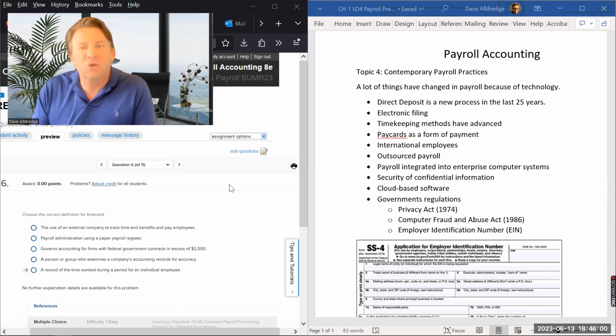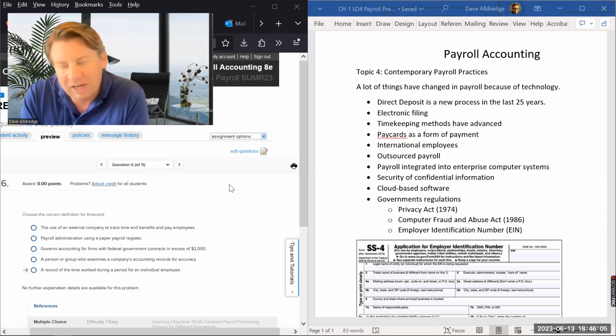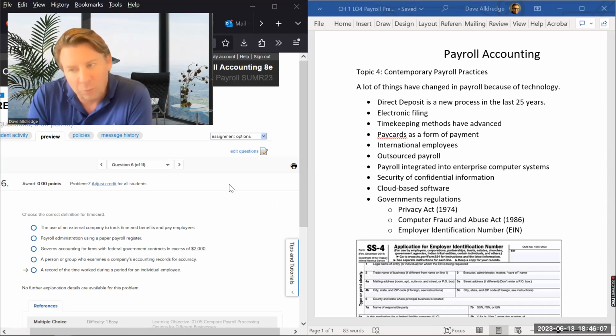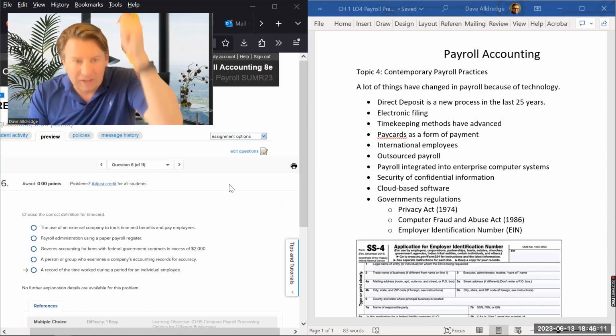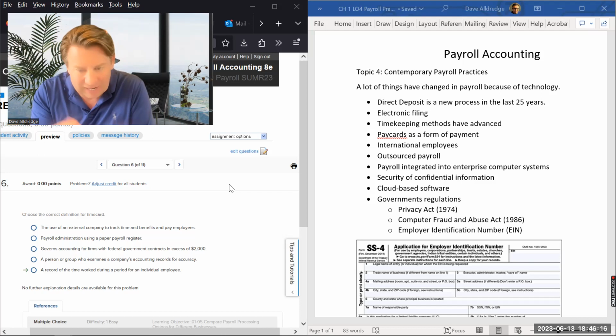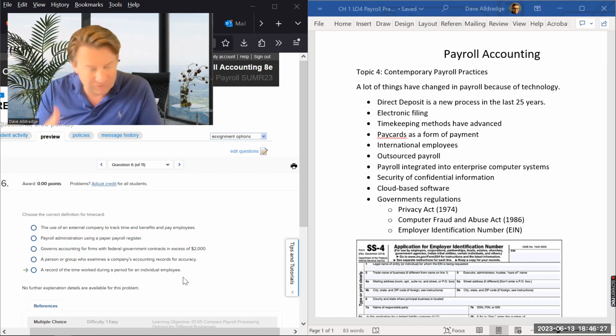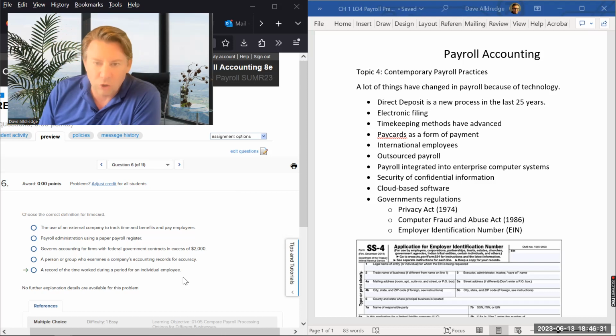The first one says, what's the correct definition of a time card? A time card is a contemporary payroll practice. I guess it's contemporary. They don't have to be the kind you put in the machine and crank down anymore, but there's usually some way, scanning or whatever, that we keep track of time. So the correct definition here is a record of the time worked during a period for an individual employee. If I had to check in and check out of work with a time card, it would keep track of all of the hours I worked.